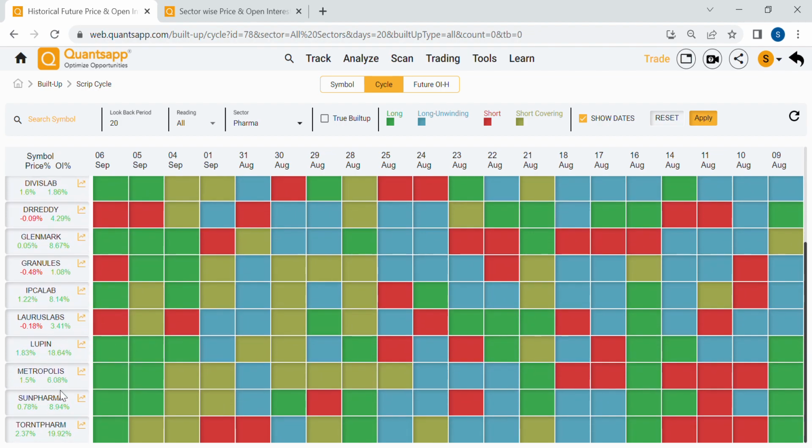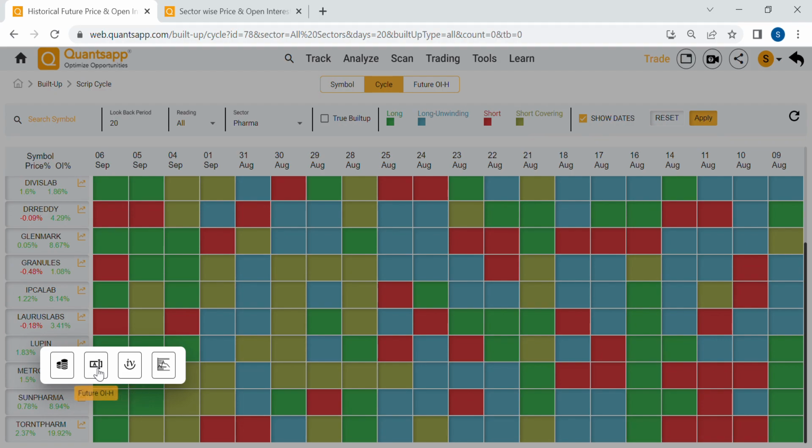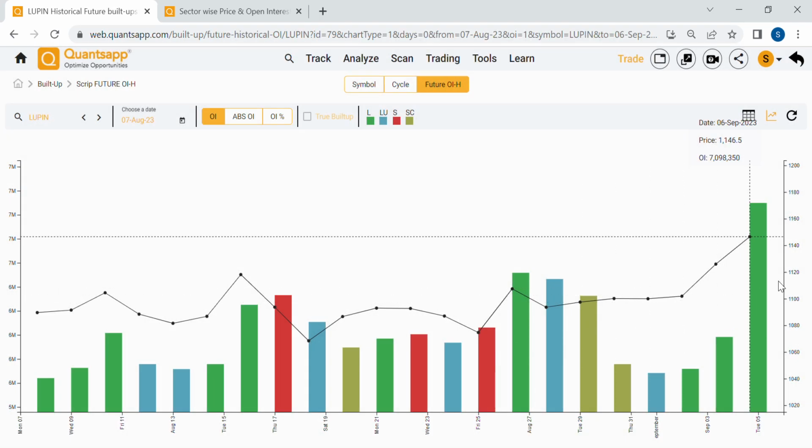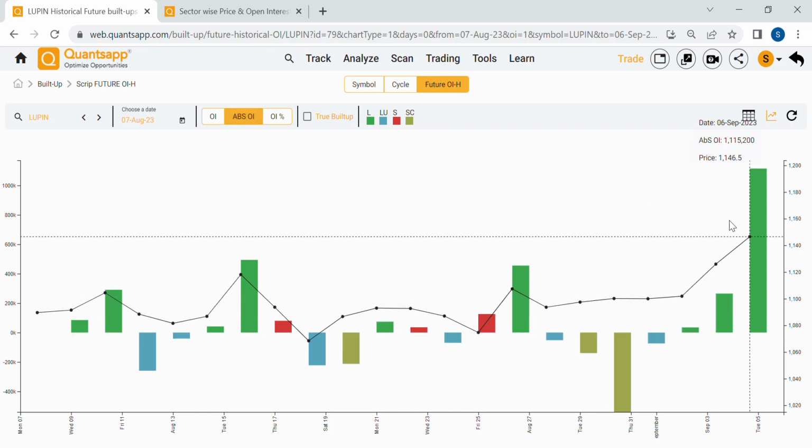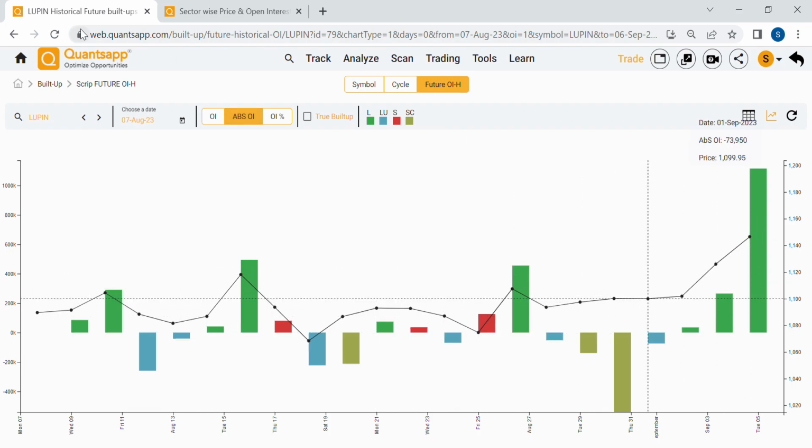Let's say Lupin, then if you see Metropolis and Sun Pharma, they have witnessed strong momentum. The reason is they are witnessing a lot of longs in this. If I just show you this, right? See, Lupin, strong long build-ups leading to consistent up moves in the stock.